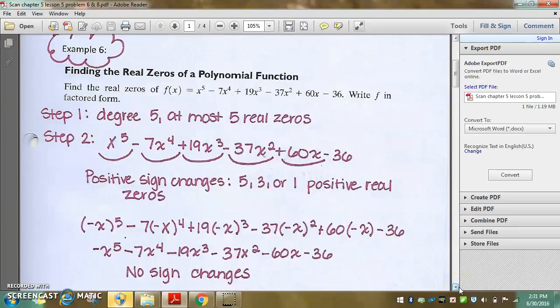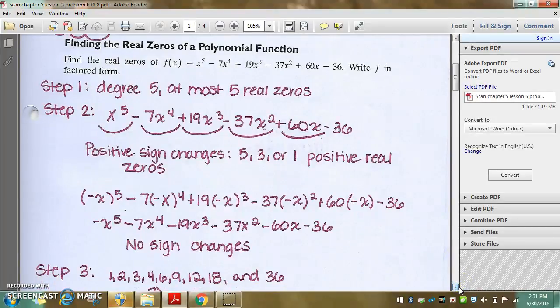Okay. Step 3 tells us that we want to look at our integer coefficients. We're going to identify those, and we are going to use the ratio of our constant over the leading coefficient. So in this case, we have 1 as a leading coefficient. So anything over 1 is going to simplify to that number. So in this case, we're just going to check all of the factors of 36.